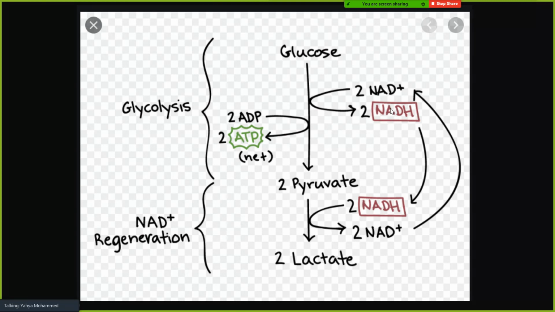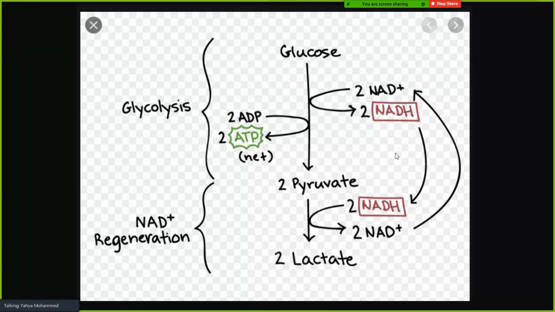Why did we make NADH? We need the energy, right? So Anas, what did we need these charged batteries for? We need them to push the hydrogen ion. Exactly, in the electron transport chain, right?